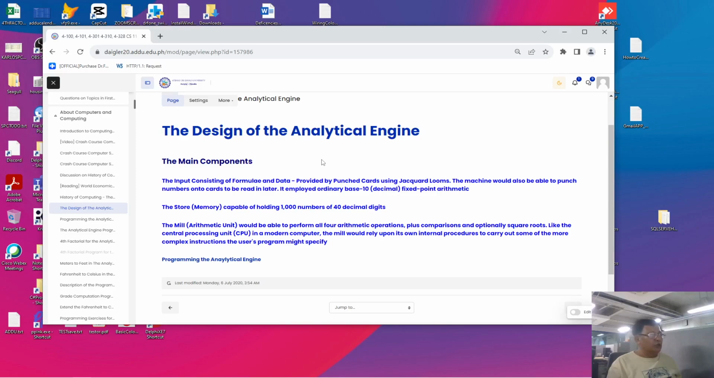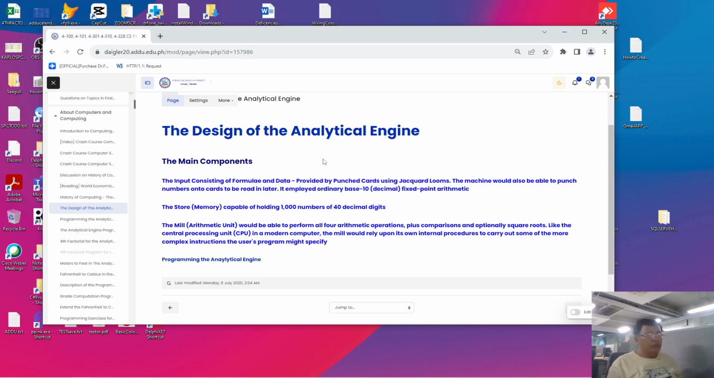It uses an ordinary base 10 or decimal fixed point arithmetic. An important component of the analytical engine is called the store. This symbolizes our modern notion of a memory. The store is capable of holding 1,000 numbers of 40 decimal digits.